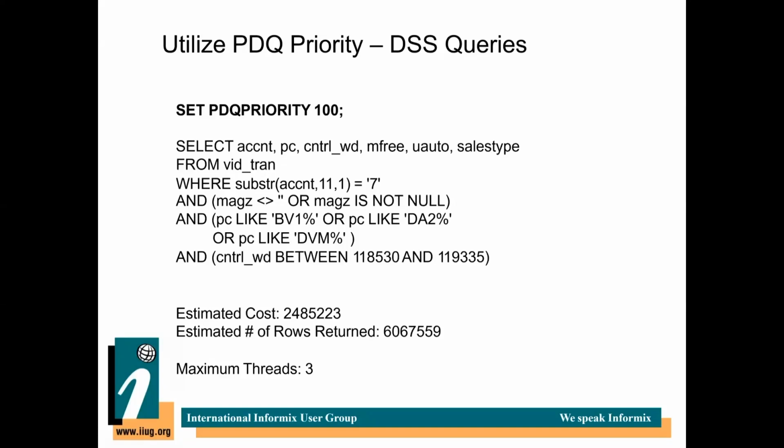And so you set PDQ priority to 100. A lot of times when you're doing this, you also want fragmented tables so that PDQ can scan multiple threads at once. In this case, the table has 3 threads running, meaning there were 3 fragments that were able to run for it.